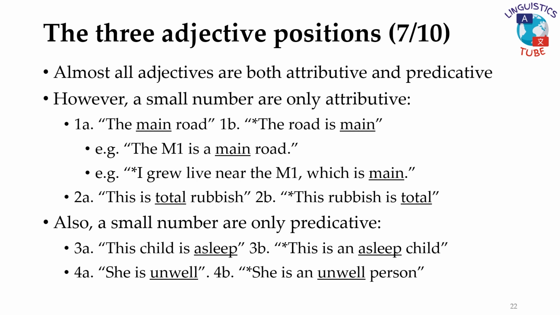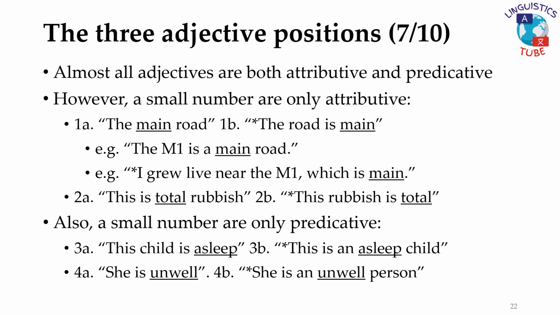Another example is total. You cannot use it predicatively because you can't say, this rubbish is total, but you can say this is total rubbish. Therefore, it is only an attributive adjective.